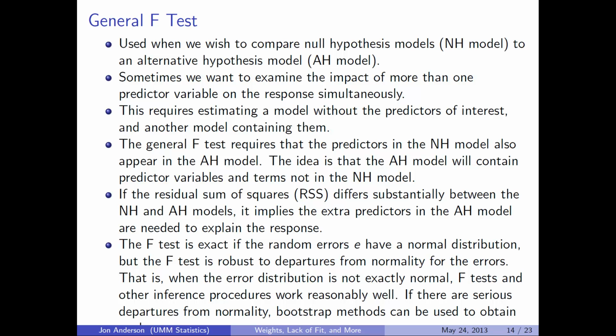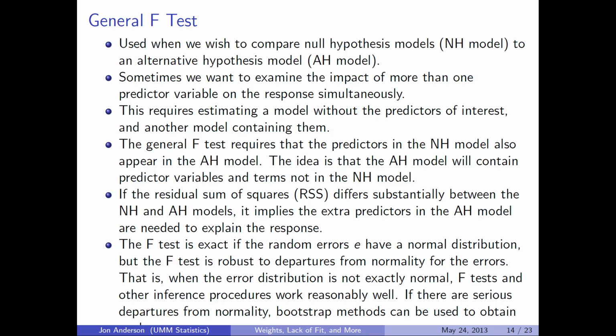In the fourth bullet, we mentioned that every predictor that is in the null hypothesis model also has to appear in the alternative hypothesis model. So in other words, the null hypothesis model is a subset of the alternative hypothesis model. The alternative hypothesis model is typically bigger and has more terms. The null hypothesis model is smaller and has fewer terms. And what we're testing is the need for these extra terms and extra structure between the two models.